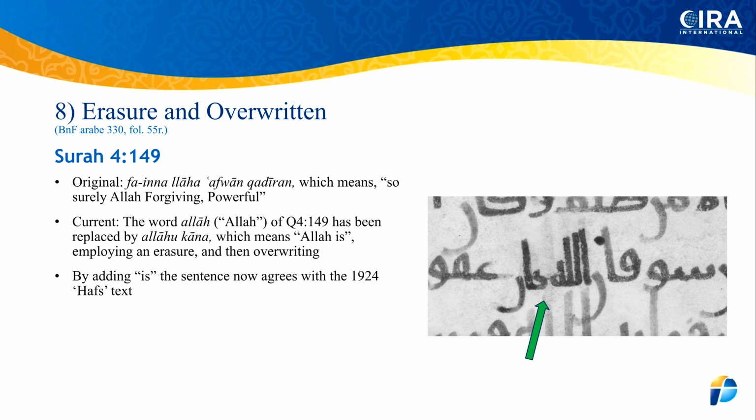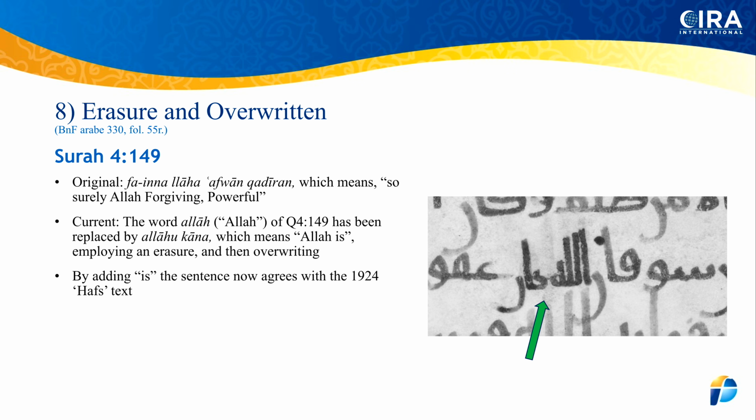Chapter 4, verse 149, Surah 4, Ayah 149. Why don't you read the original there? The original says, فإن لله عفوا قادرا, which means "so surely Allah forgiving, powerful." You can see there's a problem there. And I think he meant غفورا, فإن الله غفورا قادرا.